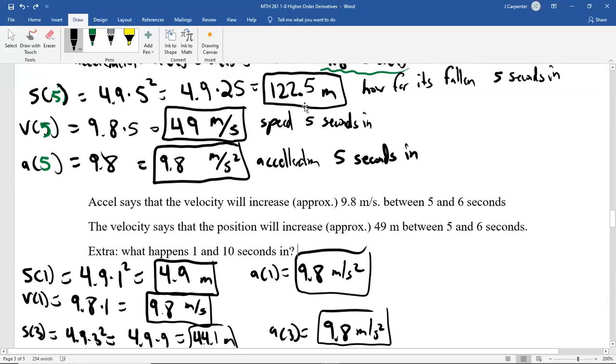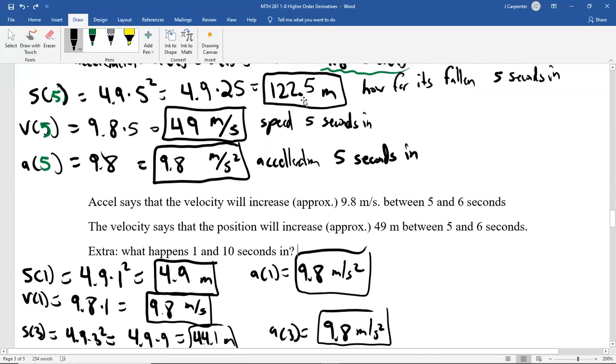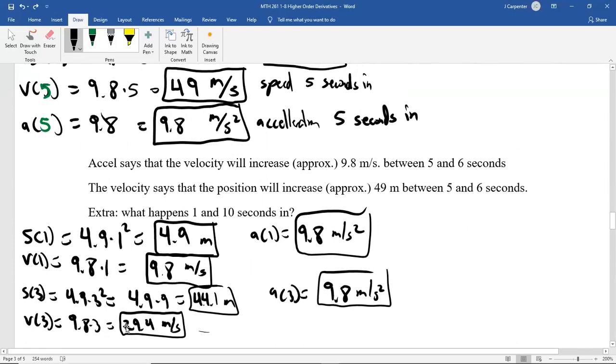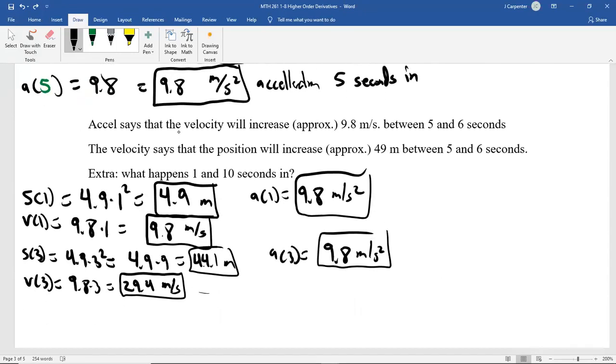Now then you got your 5s. So in the next 2 seconds, we went from 44 meters to 122 meters. Our speed has gone from 29 meters per second to 49 meters per second. So we're almost at highway speed. Now let's check out 10 seconds in.